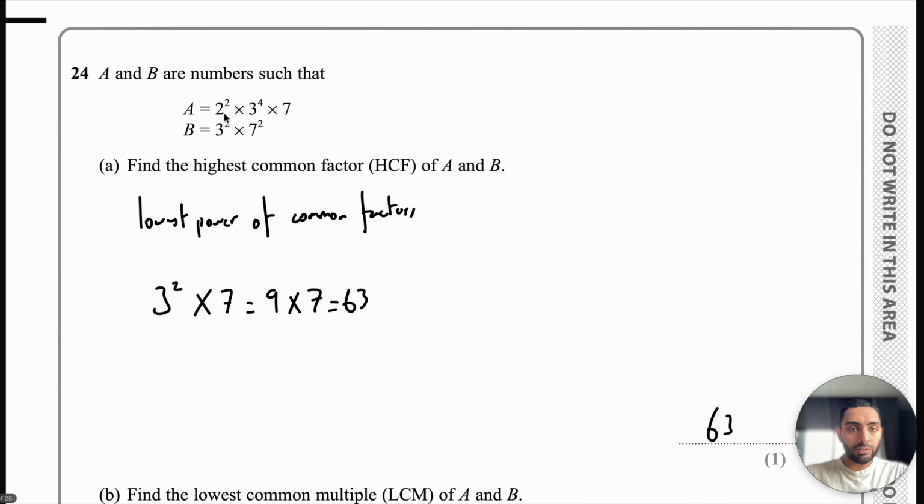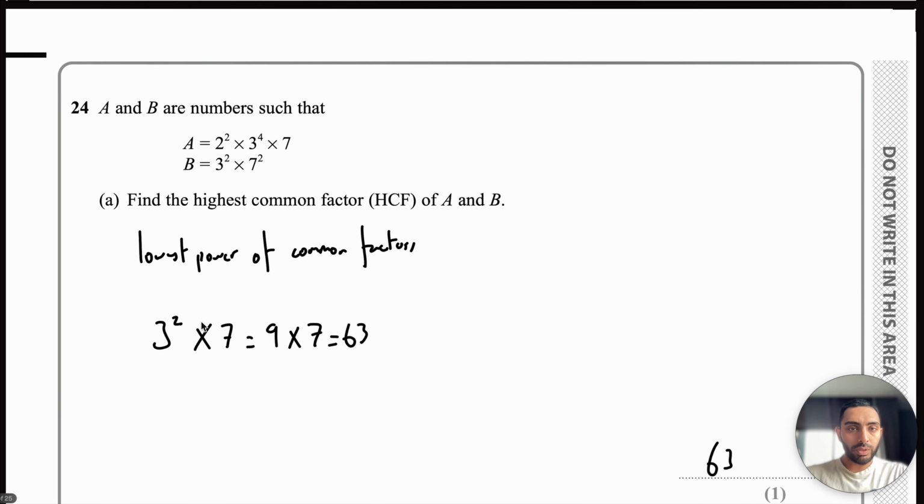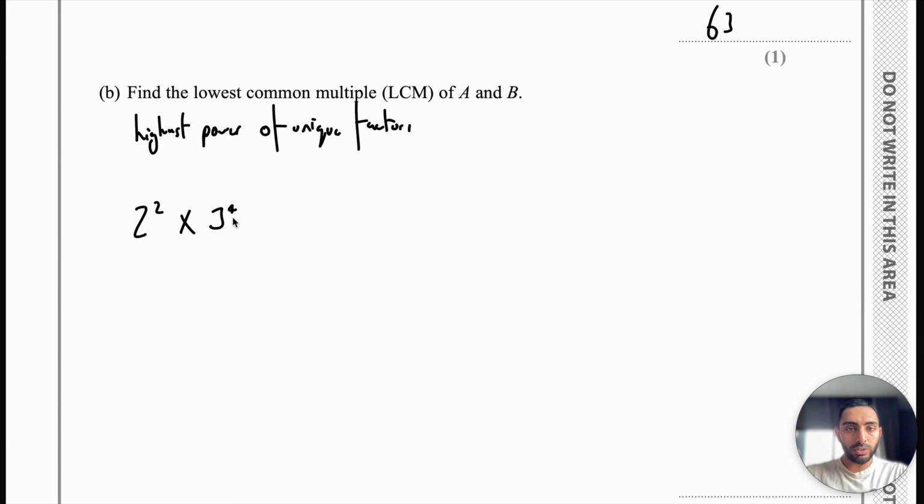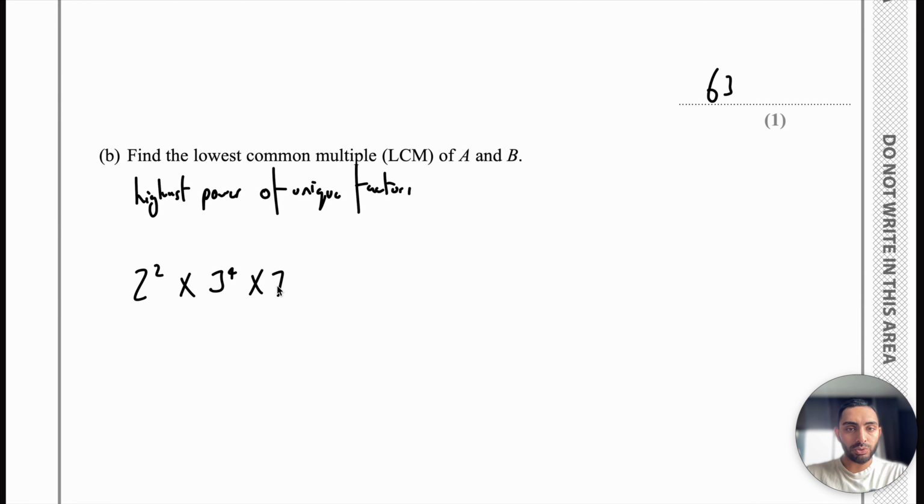So 2 is a unique factor, and the highest power of that is 2 squared. So I'm going to start off with 2 squared. Then I can see a 3 is unique, and the highest power of that is 3 to the power of 4, so times by 3 to the power of 4. Then I can see I've got a 7 that's also unique, and the highest power of that is 7 squared. So I'm timesing by 7 squared.